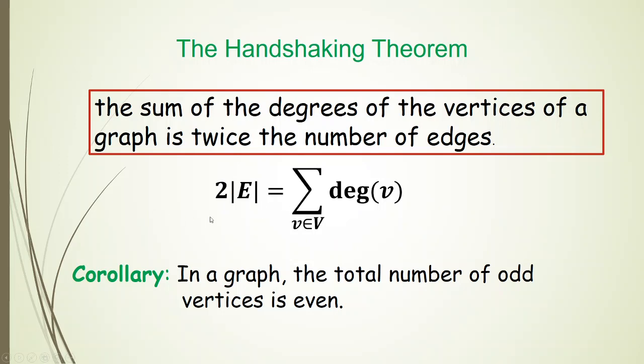And then you have here your corollary. This is a direct consequence of the theorem. In a graph, the total number of odd vertices is even. So there is always an even number of odd vertices.